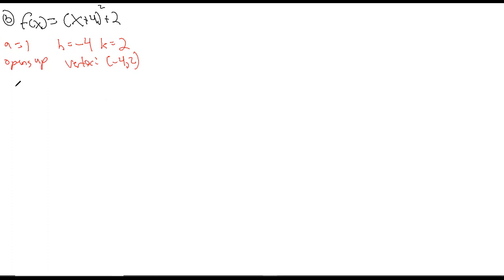So next, we'll find the X-intercepts. This is where we set f(x) equal to 0. I want to keep reminding us of that for a little bit. So we go 0 equals (x + 4)² + 2.